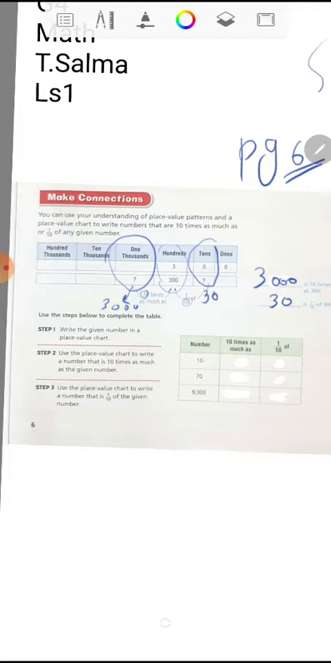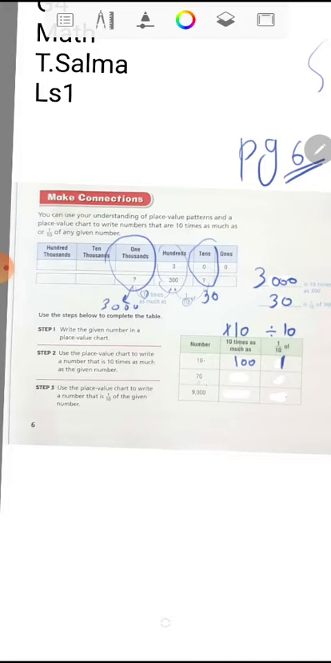That means in the first column you have to multiply by 10, and in the second column you have to divide by 10. Okay, so let's start. 10 multiplied by 10, the answer will be 100. So this number is 10 times as much as 10, and here you have to divide 10 by 10, the answer will be 1.